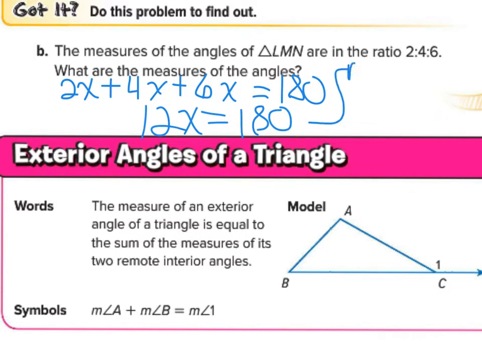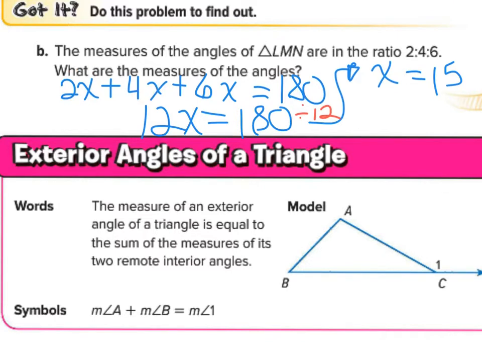I'll continue doing that up here. So now I'm just left with x equals 180 divided by 12, which is 15. Okay, I'll put my 15 here. So if that's the case, then when I replace it, I get 2 times 15 here is 30. So my first angle is 30. 4 times 15 is 60. And 6 times 15 is 90. So it's 90 plus 60, that's 150, plus 30 is 180.